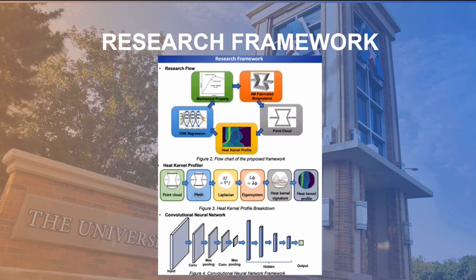We take a deeper look into the heat kernel profile. There are 6 different components that go into the profile, which would be point cloud, mesh, Laplacian, eigensystems, heat kernel signatures, and the heat kernel profile itself. The heat kernel profile is a representation of individual mark points in the point cloud. The profile tracks its progression of thermal signatures over a specified period of time.